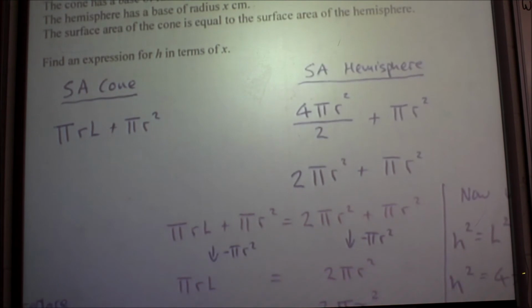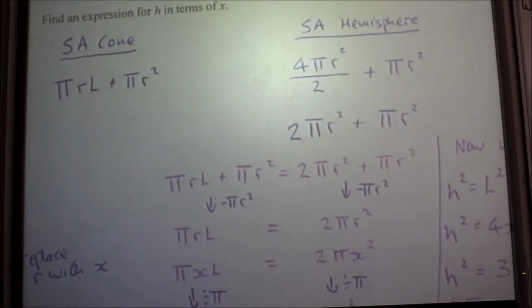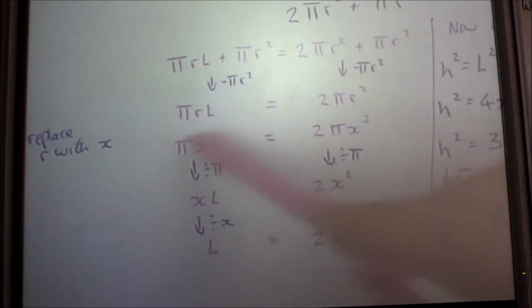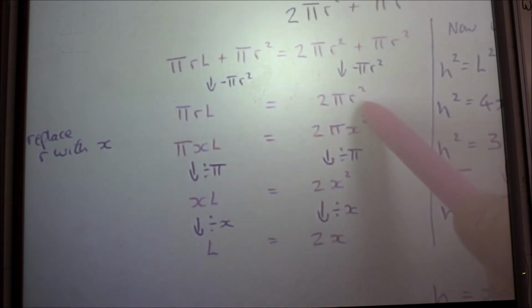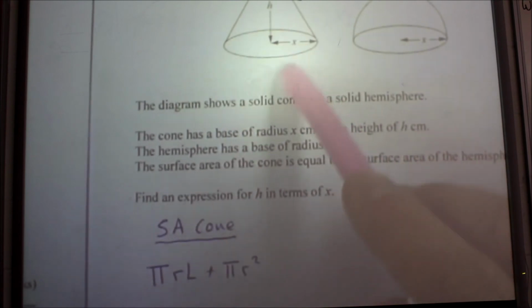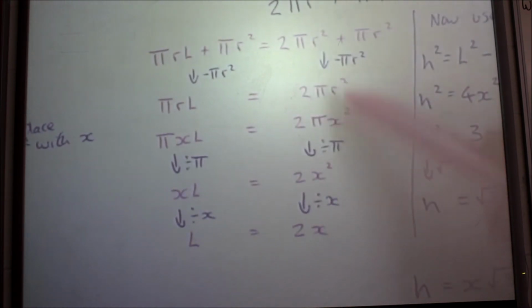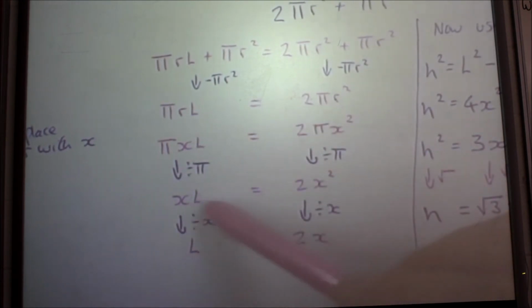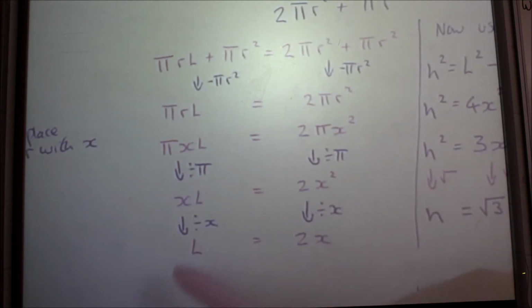Now let's start playing with the algebra a little bit. By the way, what I've done now, I don't think it's overly complicated. I've just got the formulas from the start of the examination paper. Let's work through it. I've taken pi r squared off both sides because they're the same, which simplifies it to this. I've replaced r with x, because x up here we're told is the radius and it's the same, so we can replace r with x. That's what I've done in this step here. Divide both sides by pi, so that gets rid of pi. Divide both sides by x, it gets rid of x, so you're left with l equals 2x, and that's something we need to remember.